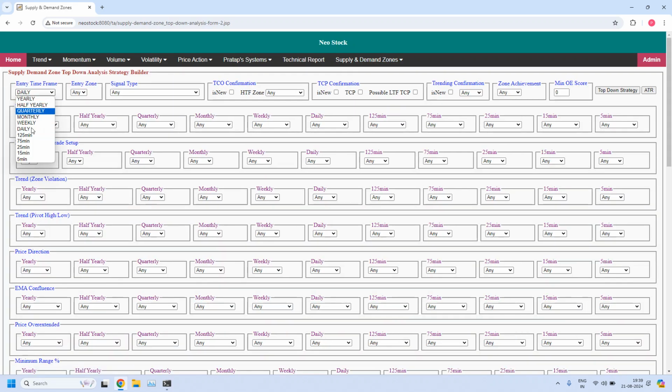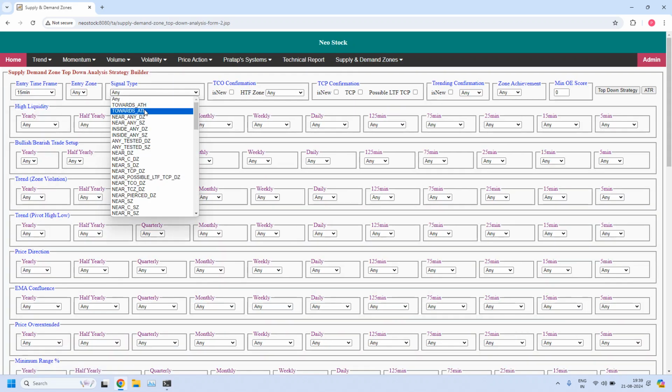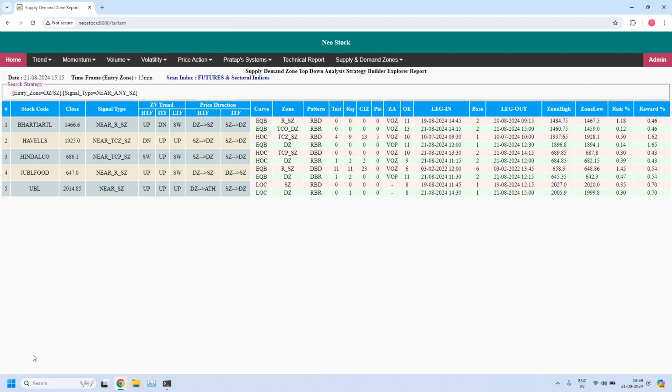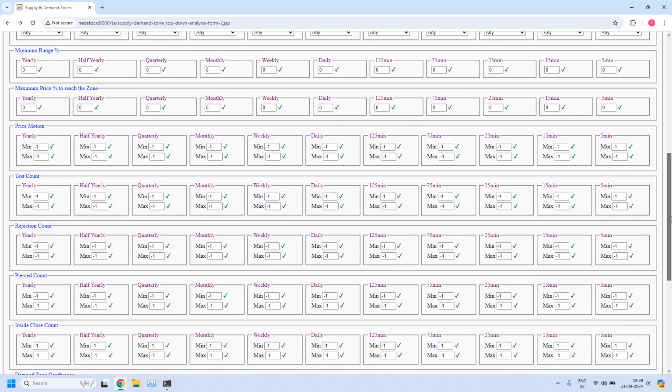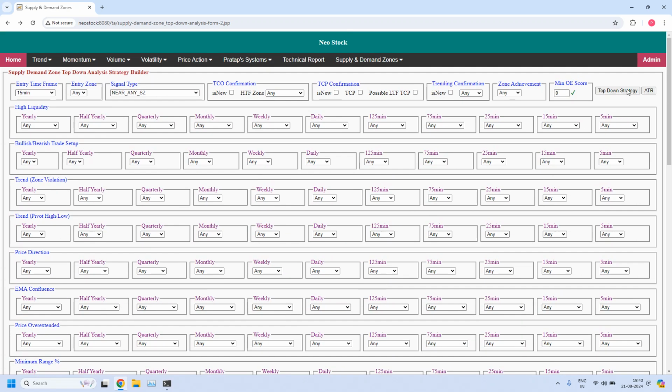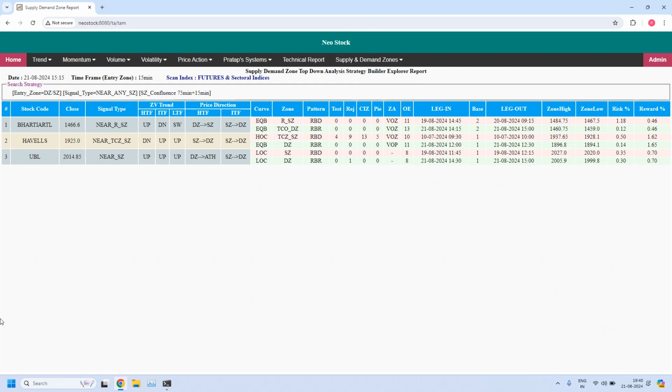So next, for 15 minutes time frame, let us find the stocks near 15 minutes supply zone. 5 stocks are filtered. And let's verify how many of these stocks are having ITF confluence. That is the 75 minutes supply zone confluence. So 15 minutes supply zone with 75 minutes supply zone. Enable the filter. And 3 stocks. And these 3 stocks are having confluence with 75 minutes supply zone.